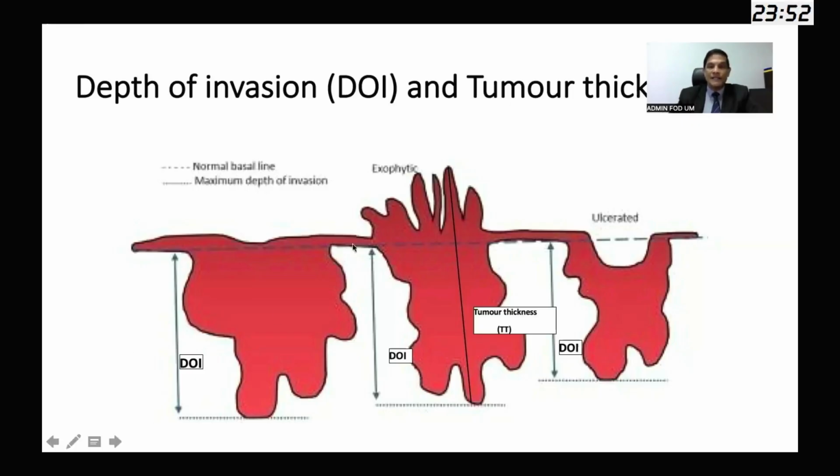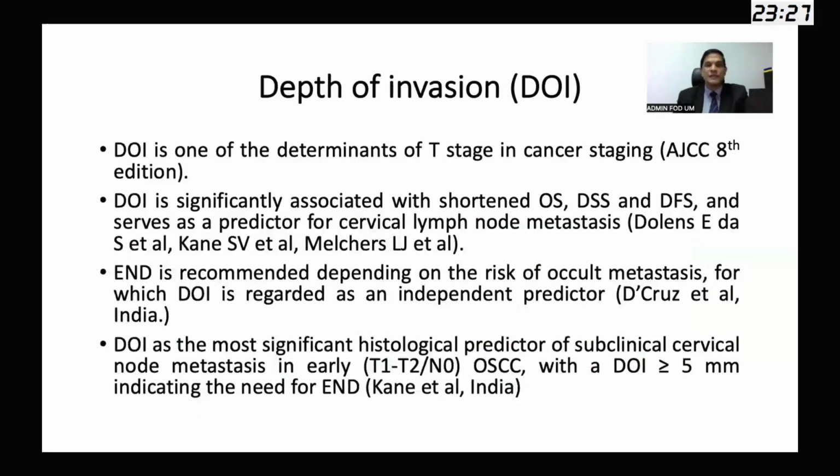The depth of invasion, yes, we all know. We don't look at the exophytic component, but we measure from the basal membrane to the deepest end of the invasion. So that is the depth of invasion. But tumor thickness is the thickness of the whole tumor from the extreme upper surface to the lowest part. Especially in exophytic tumors, there's a drastic difference between the tumor thickness and the depth of invasion. So the depth of invasion is one of the determinants in the latest AJCC edition.